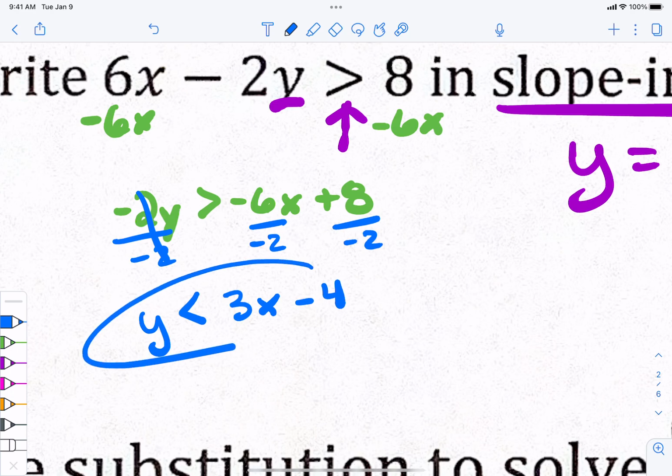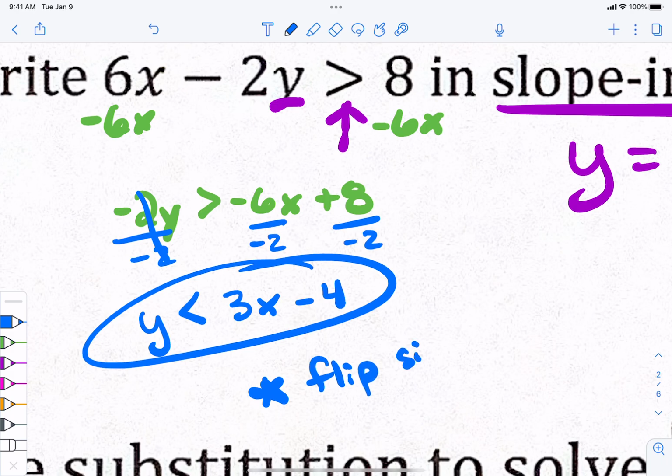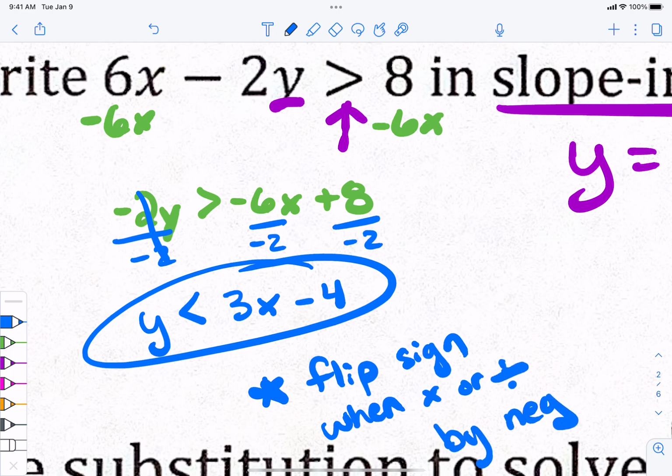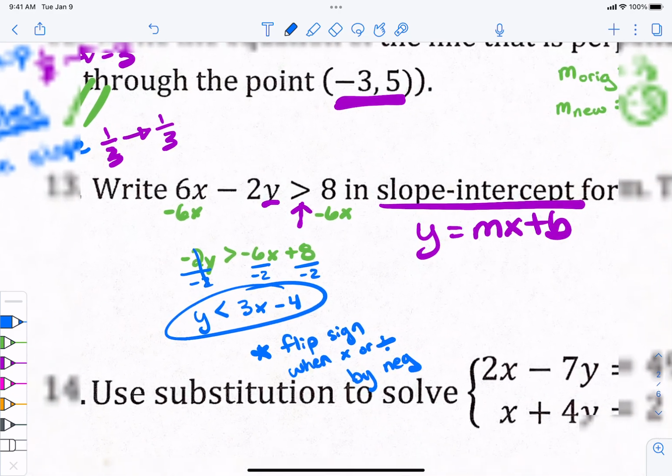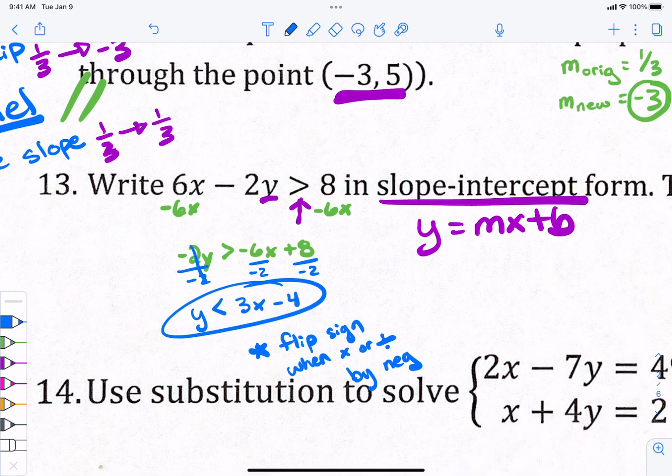Okay, so now this is ready to go. I'm going to put a little star that says flip sign. I know we wrote it above, but I'm going to write it here as well: flip sign when multiplying or dividing by a negative, just as a reminder. All right, let's graph y is less than 3x minus 4.